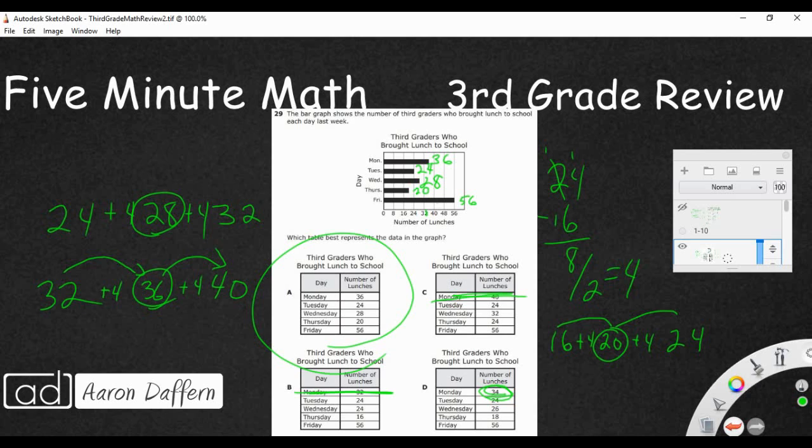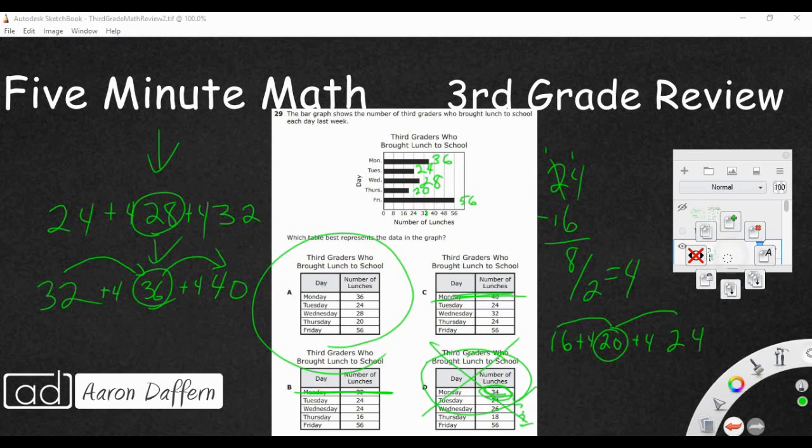So let's see how we could eliminate D. Tuesday at 24, that would work. Wednesday at 26 might work. It's not exactly in between. Thursday is 18. That might work. And Friday is 56. So wow, D is actually a very close incorrect answer. They just did plus 2s rather than plus 8. So be very careful. You could easily select D if you're not doing your mathematical reasoning like we did here.